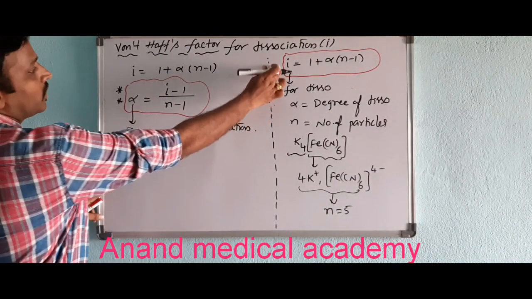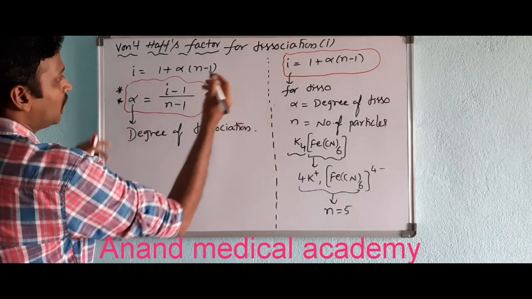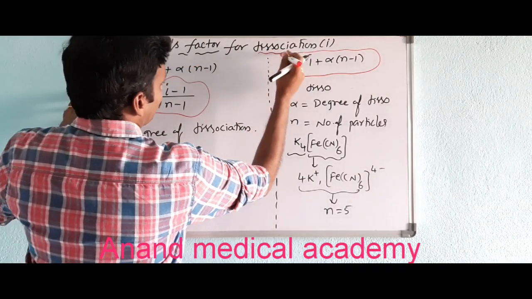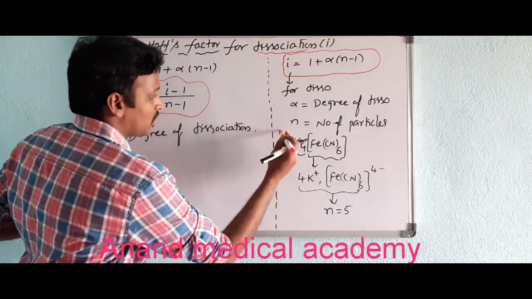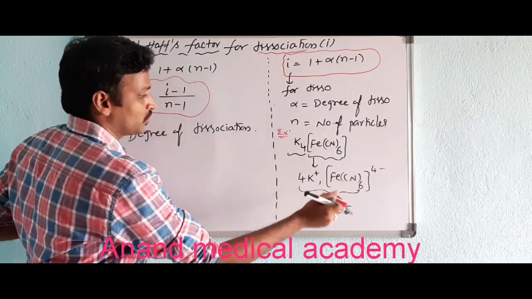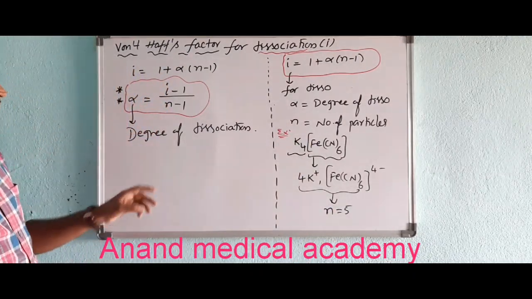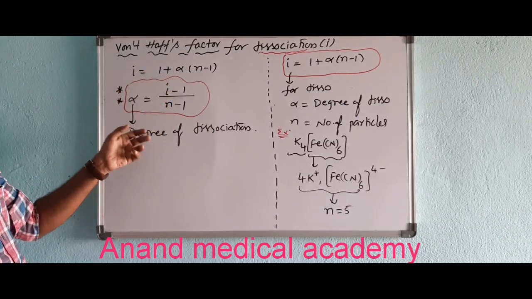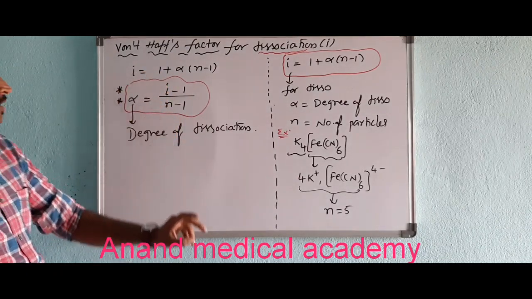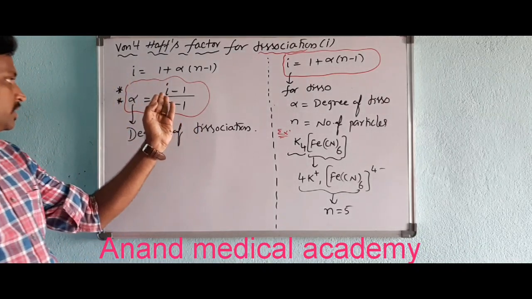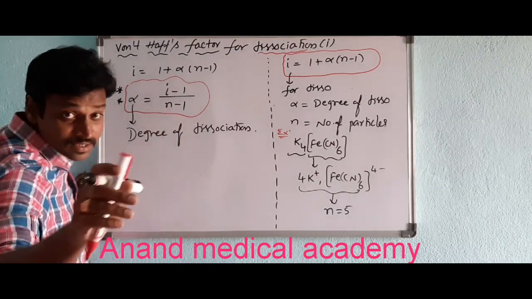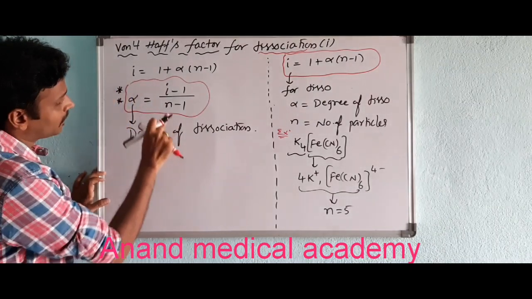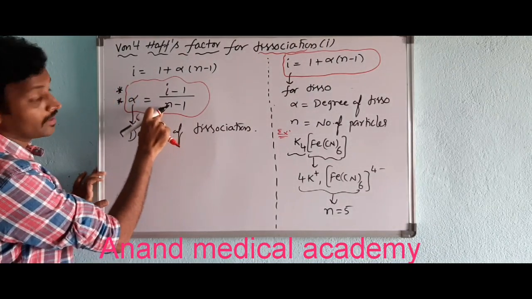Let's go through this. What is I for dissociation? For dissociation you have I, and this is one example to know the number of ions, and this is the van't Hoff factor. From the van't Hoff factor, alpha is (I minus 1) by (N minus 1). Remember this N, please note this.